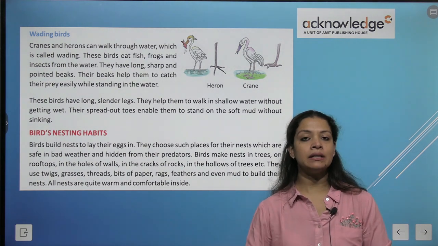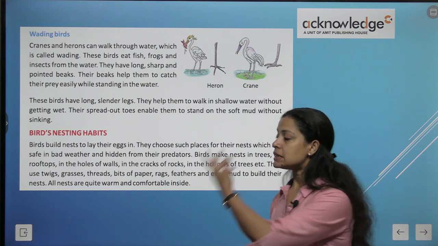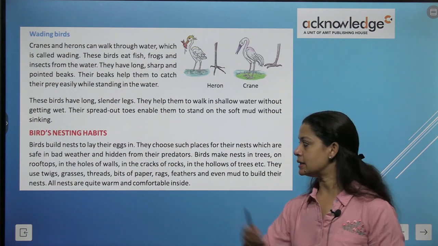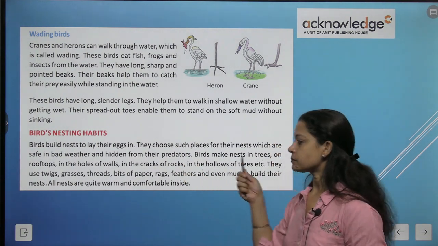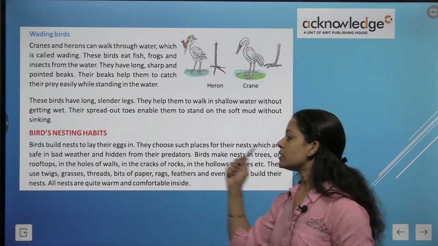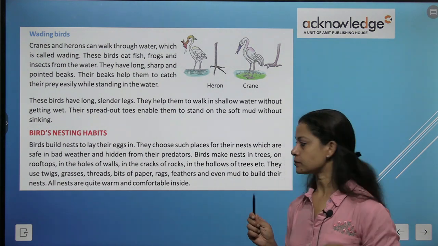Then we have our family in our house. We have kids. We have mother, father, sister, brother in our house. Similarly, birds live in nests because they have a family. They lay their eggs in the house, in their nest. They choose such places for their nest which are safe in bad weather and hidden from their predators.